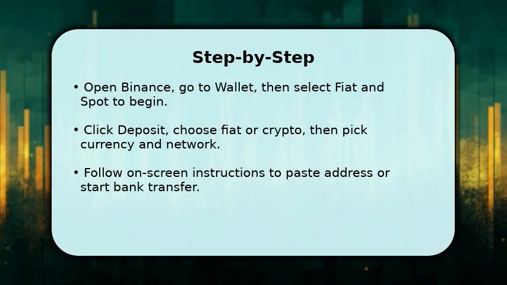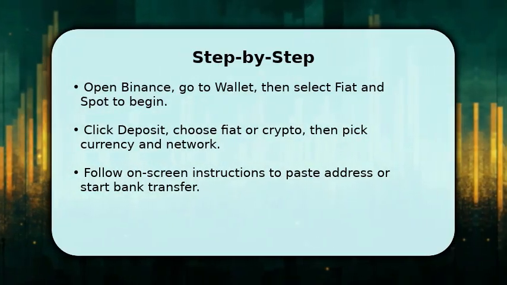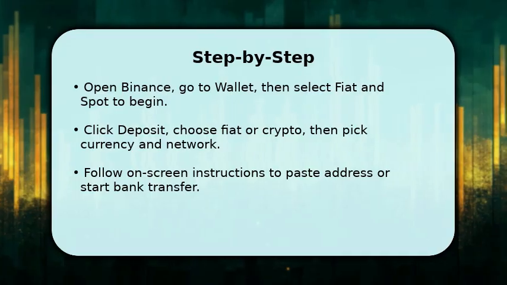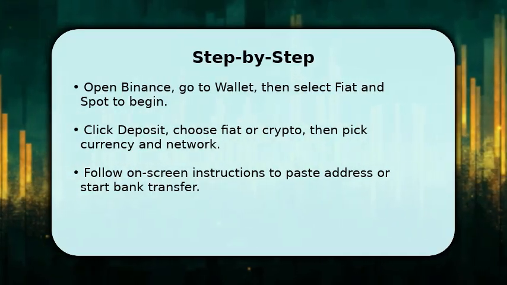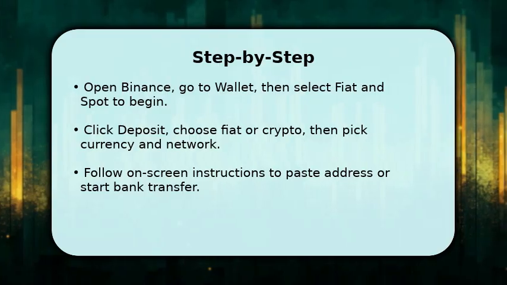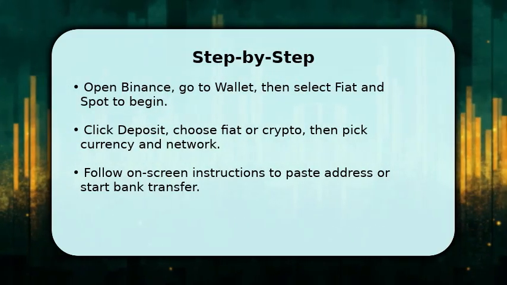First, navigate to Wallet and select Fiat and Spot, then tap Deposit. For Fiat, choose your currency and preferred payment method, follow bank or card prompts, and confirm details. For crypto, select the coin and correct network, copy the deposit address, or scan the QR code. Send a small test transfer if you are unsure, and monitor the transaction status until confirmed.